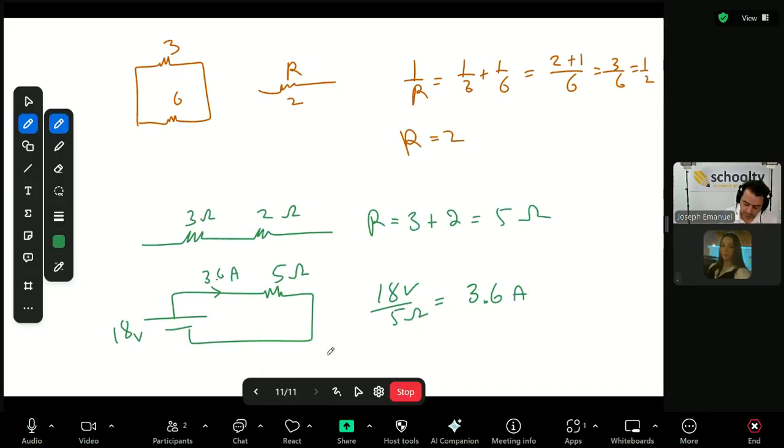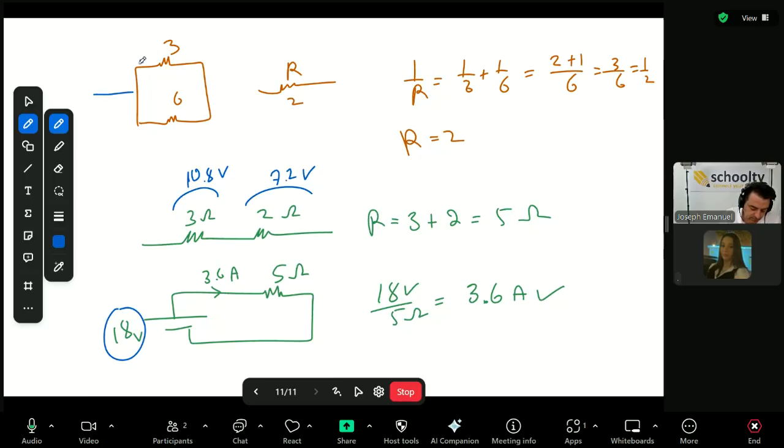Okay, so let's see. Also you can calculate here. If you have here 3 ohm and 3.6 ampere, you can multiply 3 multiplied by 3.6, which is 10.8 volt, and this one 7.2 volt, equals what? 18 volt. Okay, on each one of them.